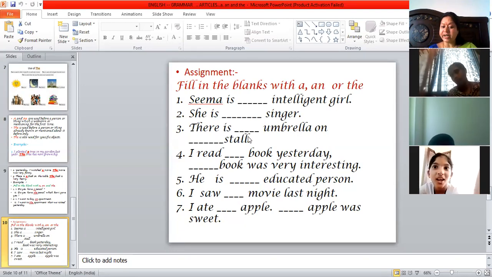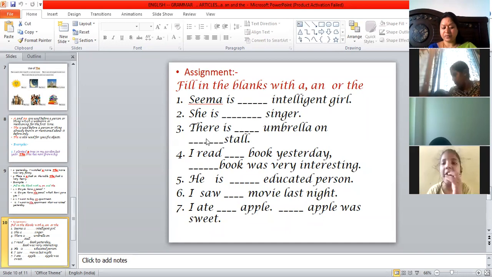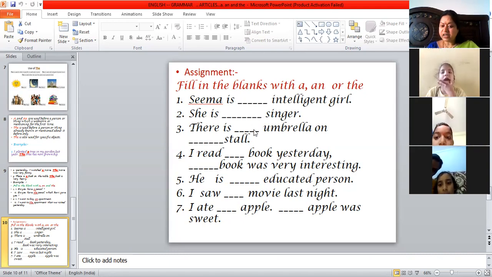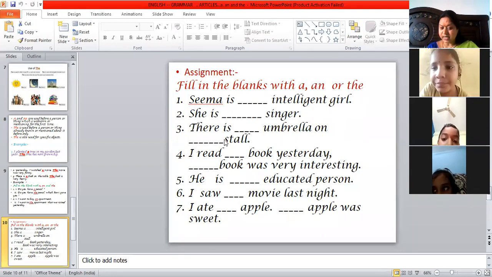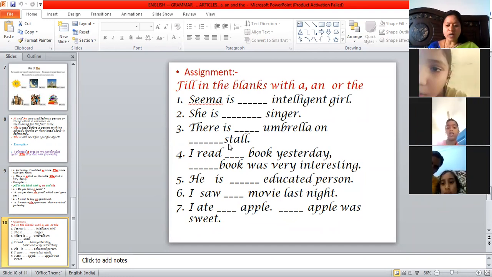Mary is dash umbrella on dash stall. Mary is an umbrella on the stall. Because this noun is starting with U, and U is a vowel, so before a vowel sound, you need to write an. And this one is a specific stall, so that's why you write the. When I'm explaining, you mute yourself. Otherwise, you will not understand.